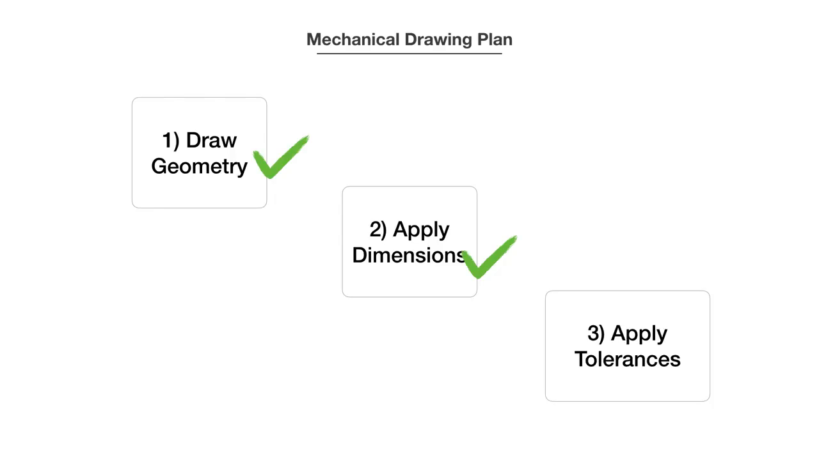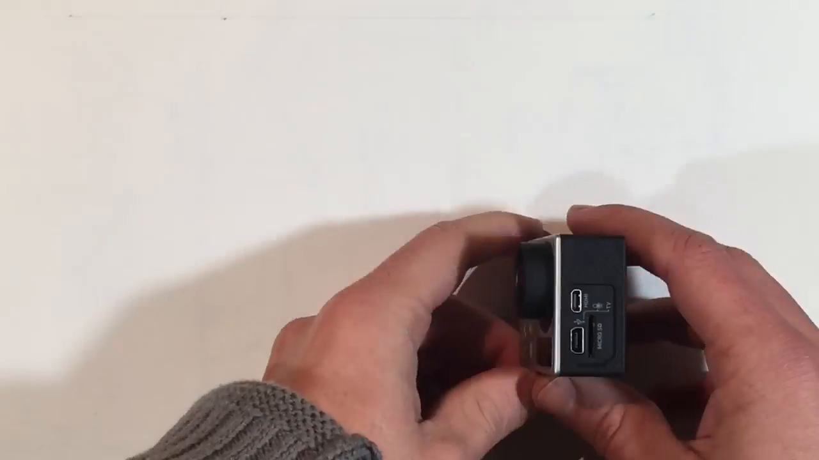So on our plan, we've finished drawing geometry and we've finished applying dimensions. But before we get to the tolerances, I want to review everything we've learned and make a drawing fresh.